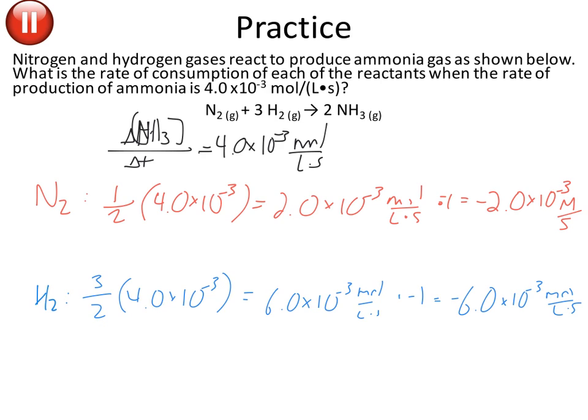Okay, so in this case, these are the relationships between our reactants and our products. The rates of a reaction are related, and they're related by the coefficients of the balanced equation.